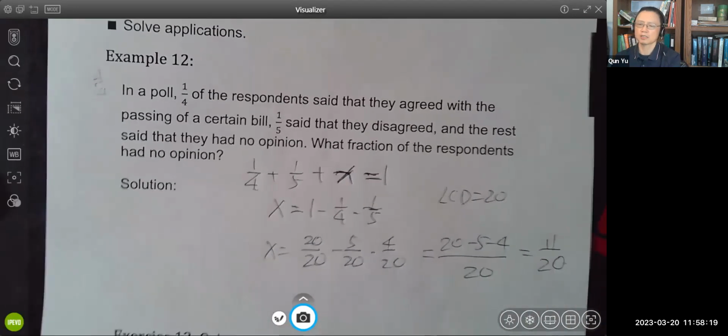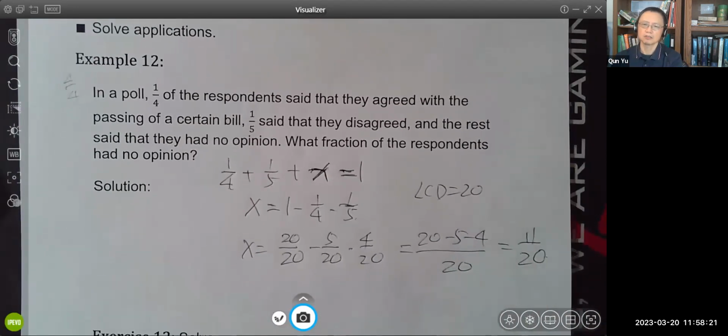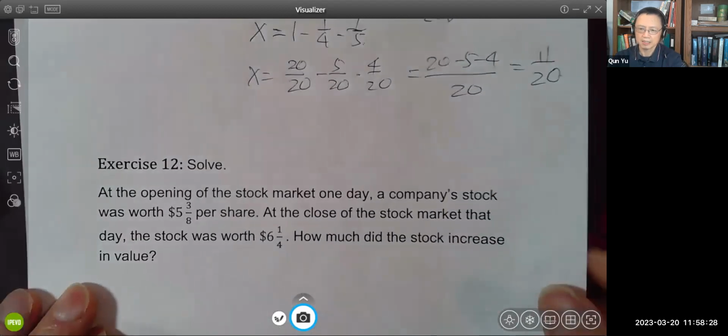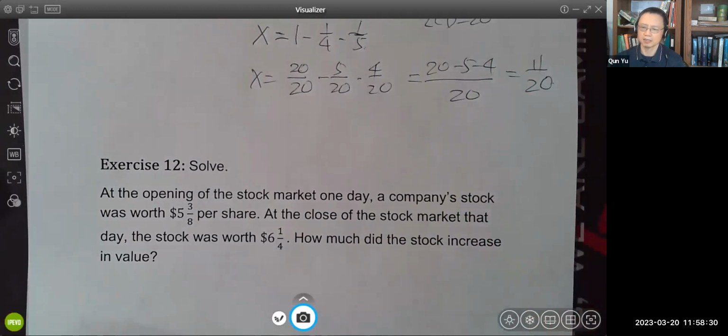So 11/20 of all of the respondents had no opinion. So that's our final example. And this is your final exercise.